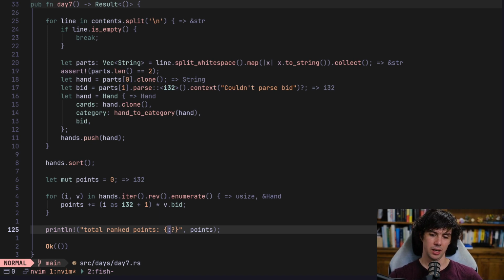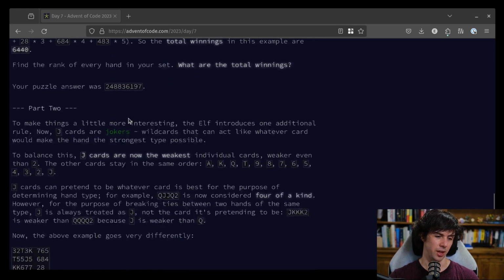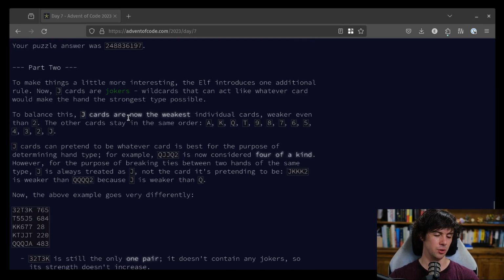So I like this one, and I like that it was done in Rust in our case, because it really shows just how much you can get done by implementing a couple of key traits, and this was a really nice example of that. Let's come into part 2, which made things a little bit more complicated. But again, thanks to the power of these traits, we didn't have to do too much to get part 2 done. The difference in part 2 is that Js, instead of being jacks, are now jokers, and they're wildcards in terms of determining the hand.